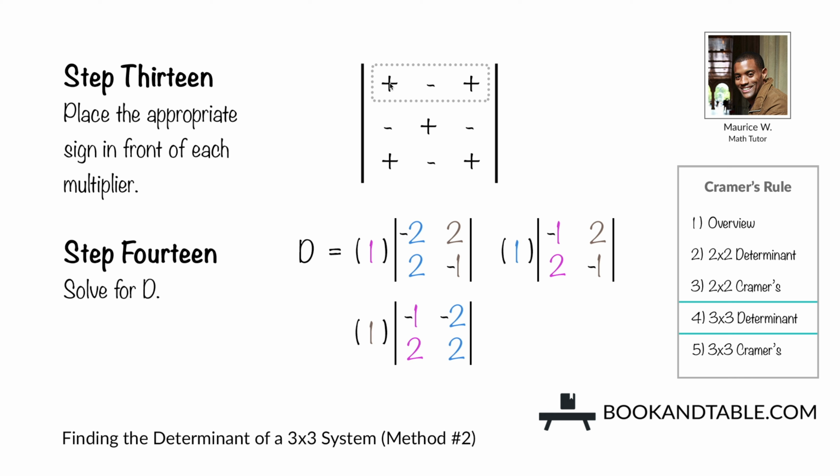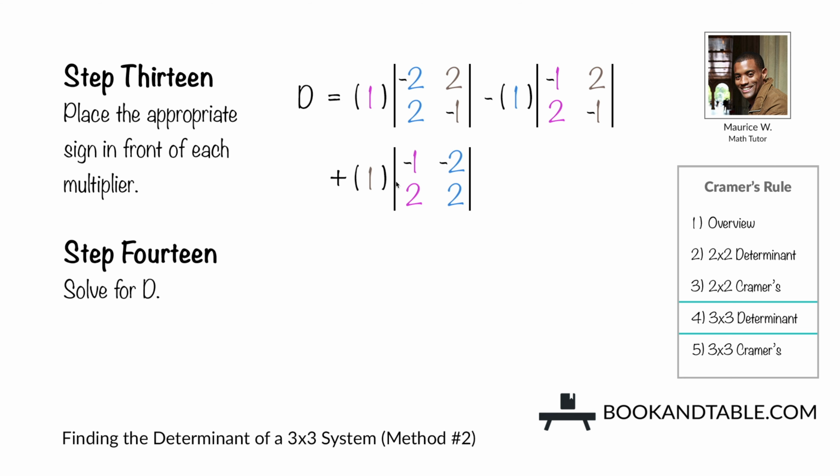So the first multiplier should have a positive sign in front of it, so we can leave that. The second 2x2 should have a negative in front of it, so that's where this negative sign comes from. And the third 2x2 should have a positive sign in front of it, so that's where this positive comes from. And now step 14, we can solve for D. So let's put this sign box to the side.